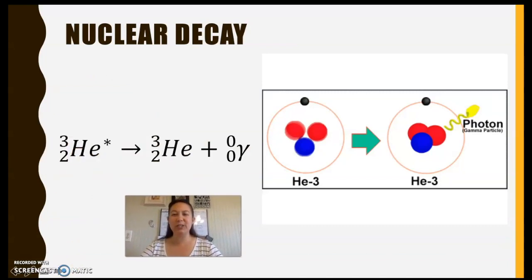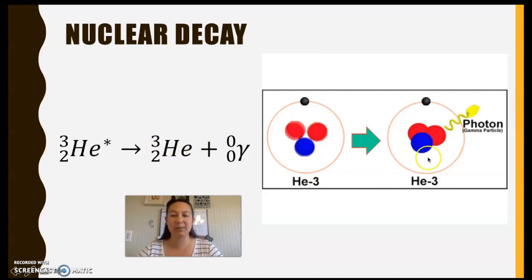So our nuclear decay equation is super duper easy because there's no transmutation here. Whatever atom you had before is the same one you have after, but it goes from an excited state, indicated by this asterisk, to a ground state, stable state, by emitting a photon. So pictorially, that might be this unstable looking helium-3 moves into a more stable position by emitting a photon. And that's it. So keep in mind that this asterisk here indicates the unstable position, and the absence of an asterisk means stable.